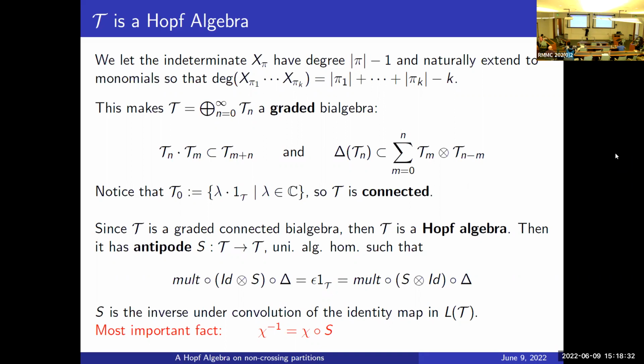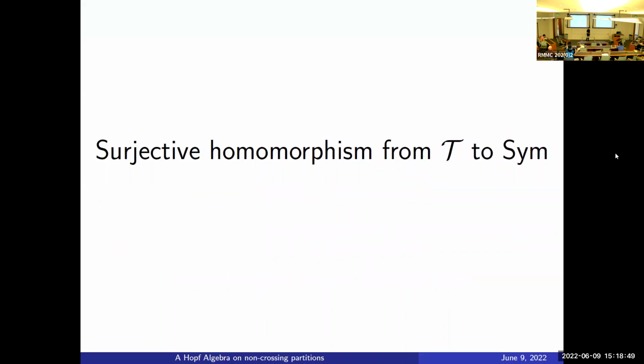The most important fact that I want to mention here is that if you have the antipode S and any character, you can obtain the inverse character by simply composing with the antipode. That's a good systematic way of doing inversion. Now I will quickly go over the homomorphism from T to sim.